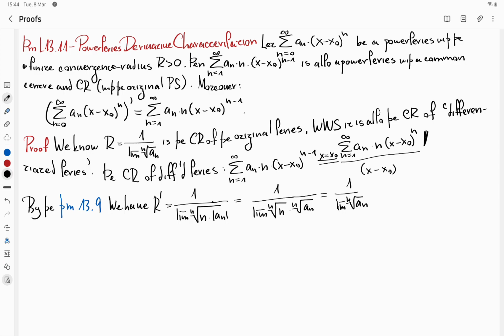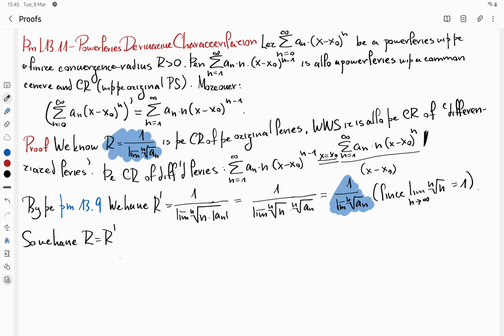This is because the limit, and thus the limit superior also, as n approaches infinity, of the nth root of n is 1. But of course this is equal to this, right? So we have r equal to r prime, and thus the two series have the same radius. And thus we have proven the first part of the claim, right?